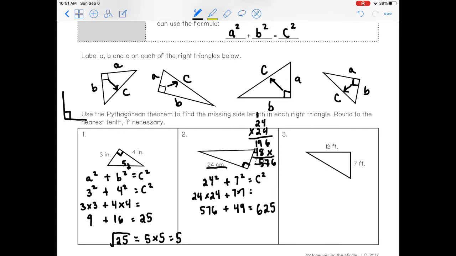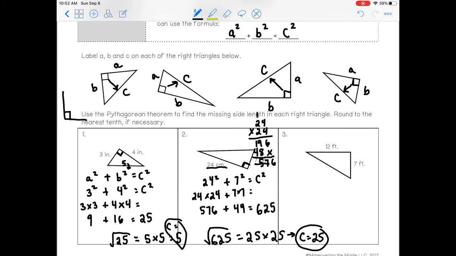If I was to do the square root of 625, blank times blank equals 625. It has to be the same number. Well, I know 25 times 25 is 625, which means C equals 25. So in the previous case, C equaled 5. In this one, C equals 25.